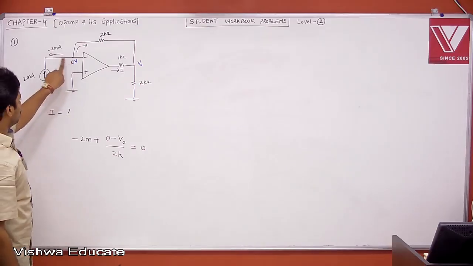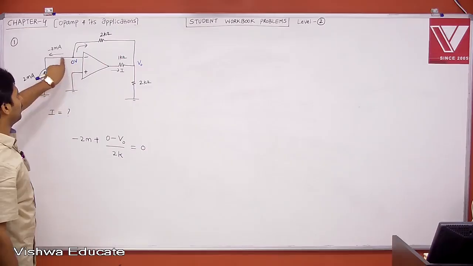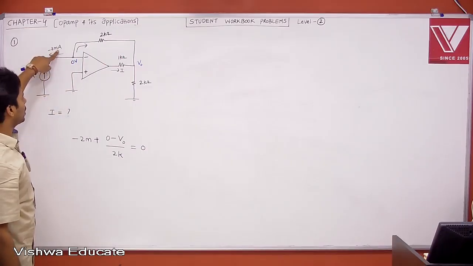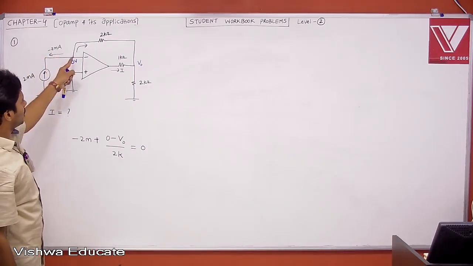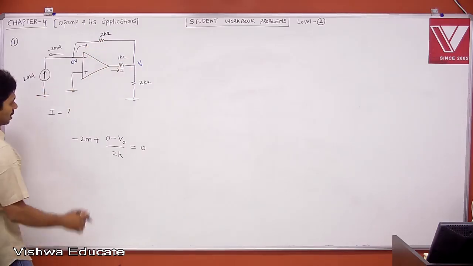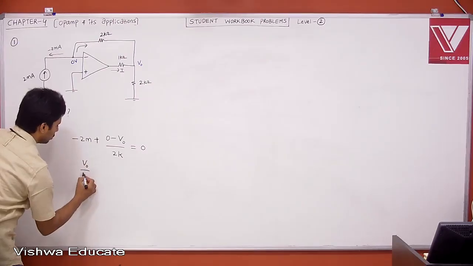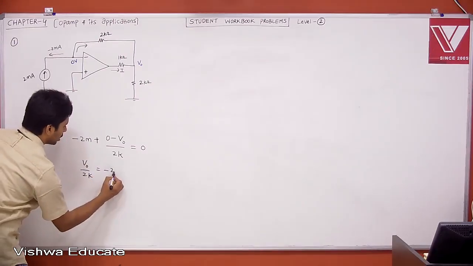Therefore, don't write 0 minus 0 by resistance, not like that. Current leaving from this node is known to you already. That is nothing but minus 2 milliampere, and current leaving from this node is nothing but 0 minus V0 divided by 2K. That is what the current is. Therefore, it is equal to 0. Then if you take it to the right hand side, your V0 by 2K is equal to minus 2 milli.